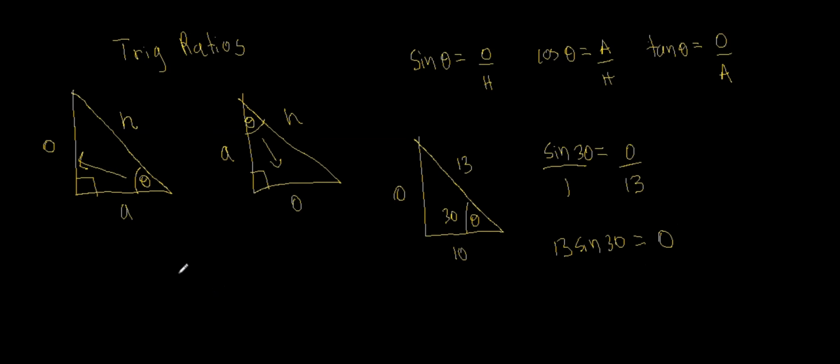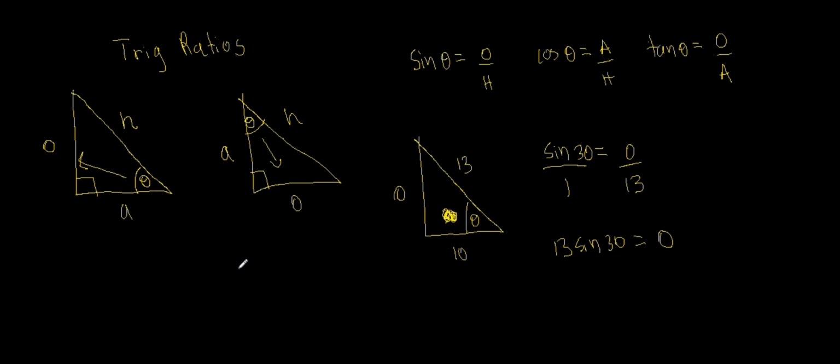Let's look at the next example, one where we're required to find the angle now. So using the same triangle, let's say we didn't know this angle and we know the hypotenuse is 13 and the adjacent is 10. Let's find this angle. So which of these ratios has adjacent and hypotenuse?